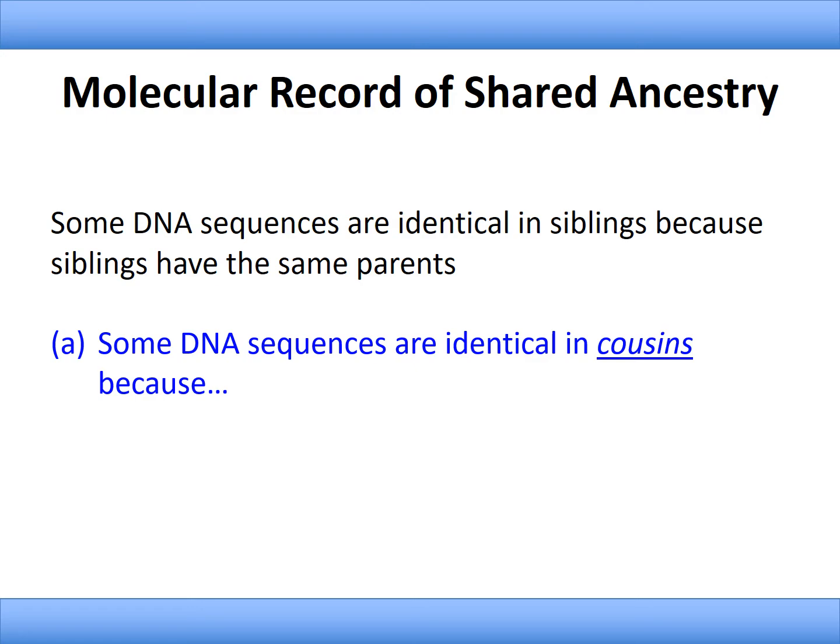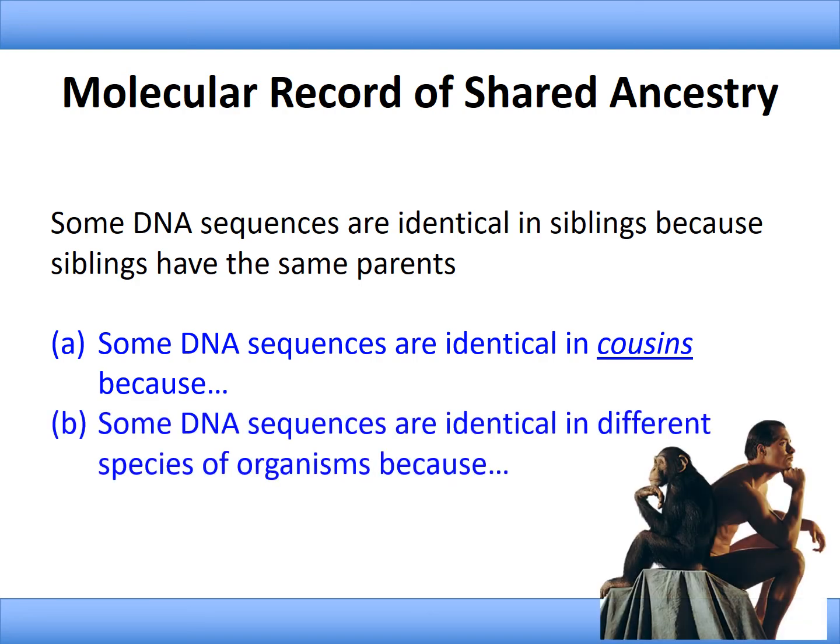Similarly, if we extend this logic out even further, some DNA sequences are identical in different species of organisms, like humans and chimpanzees shown here, because those sequences were inherited by both organisms from their shared many-great grandparent. And we call this great grandparent the last common ancestor of chimpanzees and humans. LCA, last common ancestor.